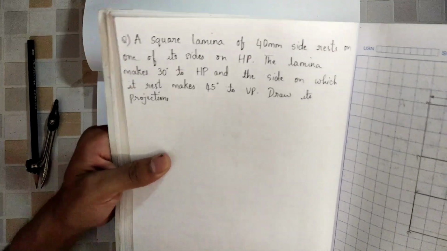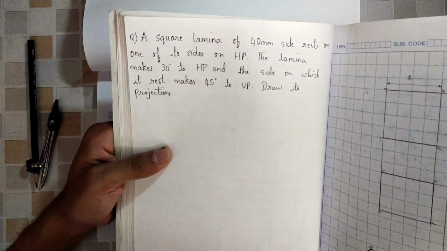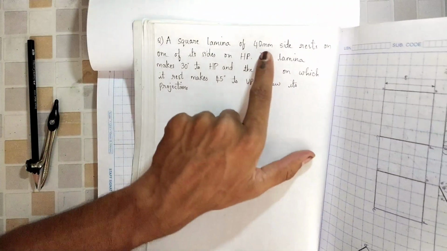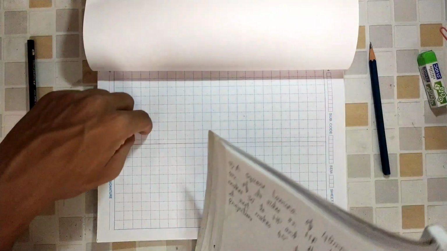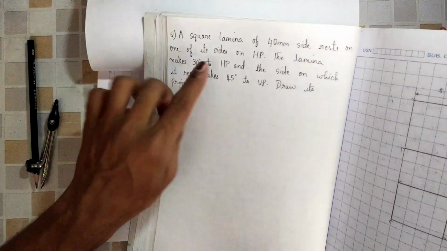So see here, a square means it will have same sides. All the sides are equal in a square. So all the sides are 40 mm. 40 mm is nothing but 4 centimeters, and nothing but 4 boxes. And it rests on one of its sides. So see, they have said sides.